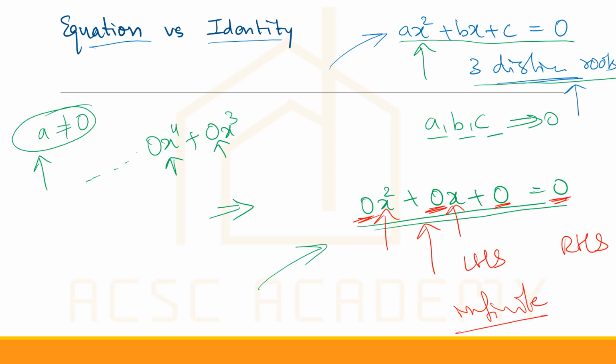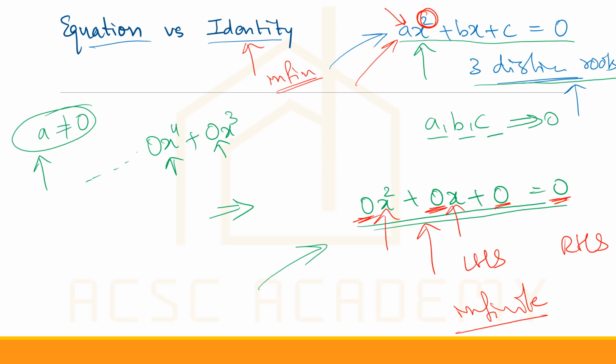So now we are clear what an identity means. It will always be satisfied, like any value of x you put. So an identity is something which has infinite roots. When can you say that a given equation is not actually an equation, it is rather an identity? When will we be able to say that? When you see that its degree seems to be 2, because we are looking at it, we don't know right now what its leading coefficient is, whether it is 0 or not, we are not aware of it.